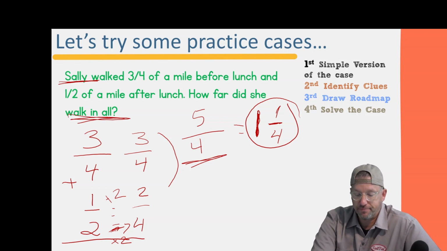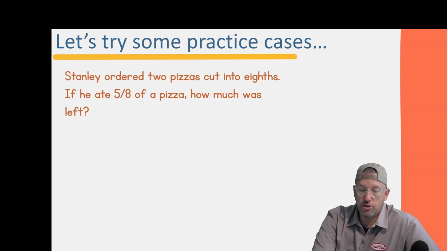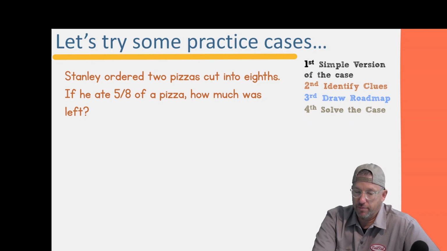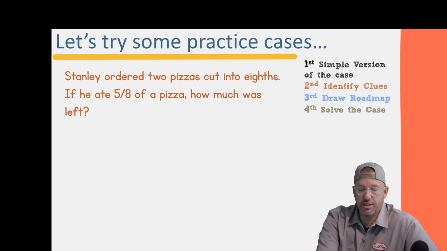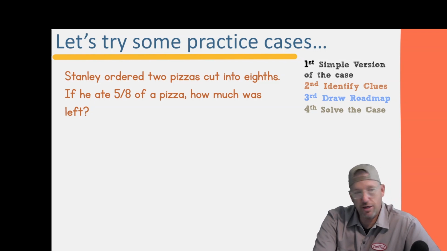Let's try another one, okay? Now we have Stanley ordered 2 pizzas cut into eighths. If he ate 5/8 of a pizza, how much was left? Okay, so let's go through our clues. And let's think about what our steps are. The first one is just make it simpler. Stanley ordered some pizza. He ate some pizza. How much was left? And when you do that, it already starts to tell you some clues. If we're talking about how much was left, we're probably going to be getting rid of stuff. So let's see what that does.